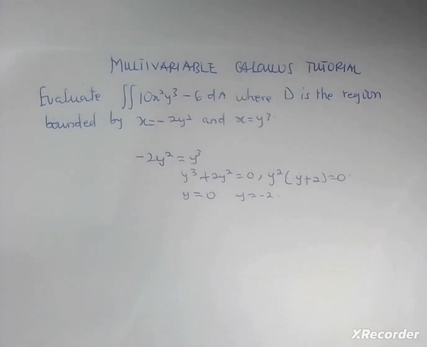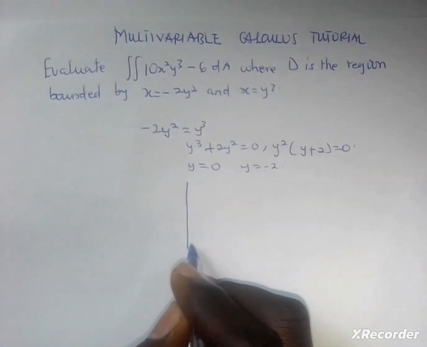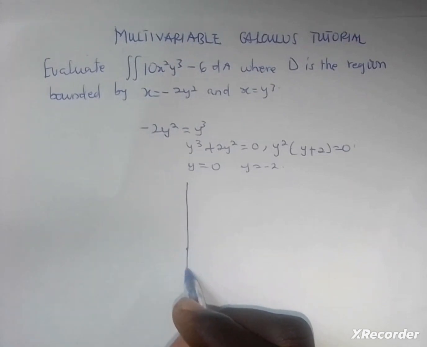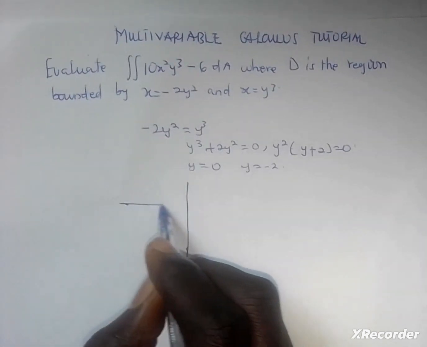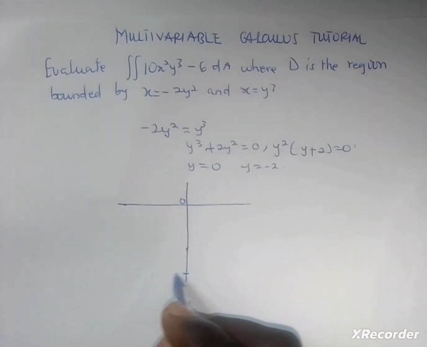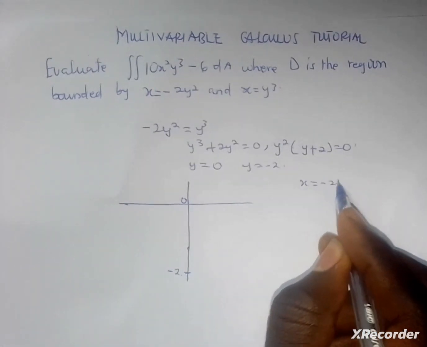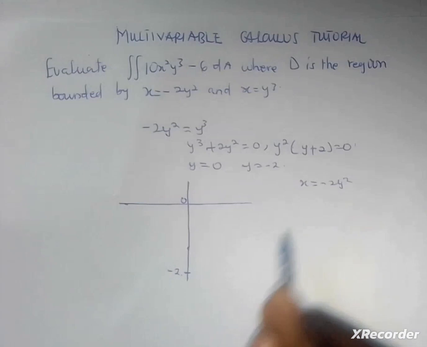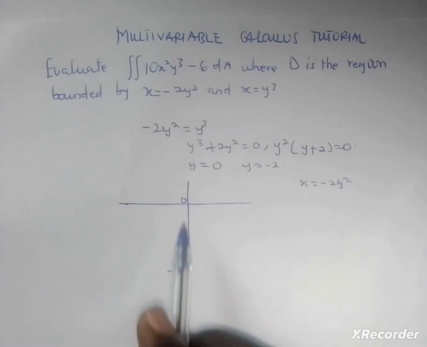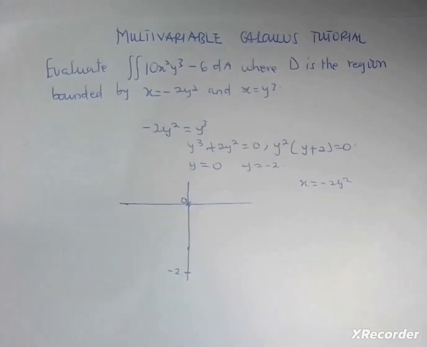Once you get this, the next step is to represent this on your xy plane. Since you are moving to the negative side of y, I'm going to draw from 0 towards negative 2. Let's say negative 2 here. The next thing to do is to find the corresponding x value, since you have y. We take the first function, x equals negative 2y squared, then put in the y values to find their corresponding x. When I put y equals 0, x will be 0. So meaning I have 0 here.